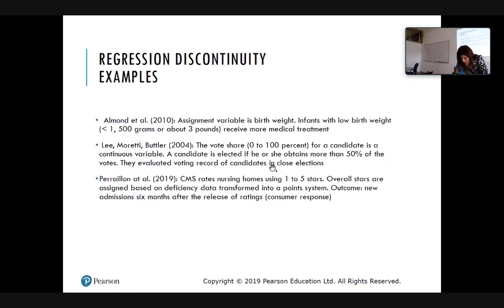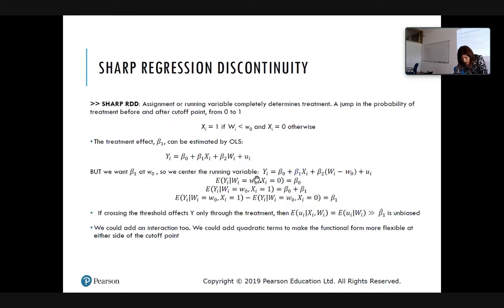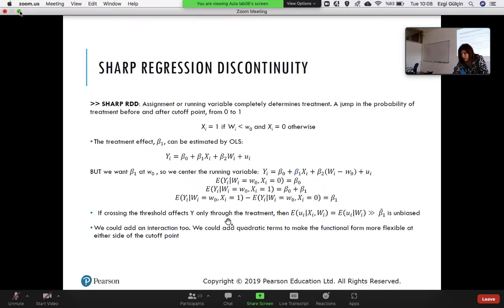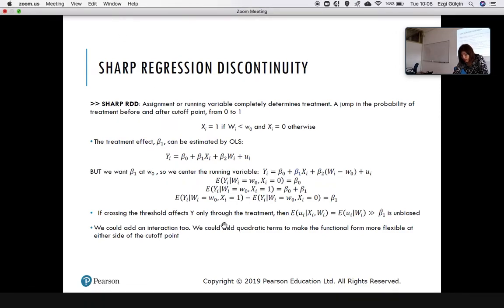These are 3 other examples for which the assignment depends on another variable, and whether this variable is above or below a certain threshold value. You can use this later on. And we have 2 types of regression discontinuity design, which we label by RDD. The first one is the sharp RDD, and this is the case that I told you just now.